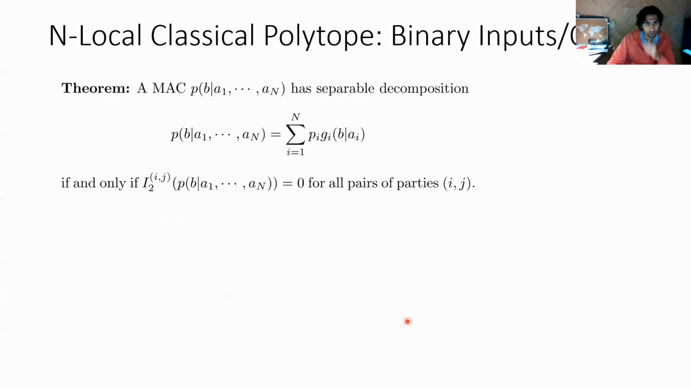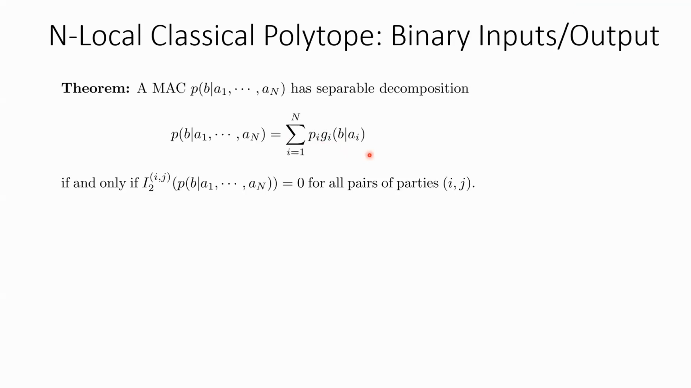The main take-home point is that this functional suffices to characterize the separable MACs. So a result is that the MAC has this particular decomposition if and only if each of these second order coherences vanish for any 2 parties. This is a nice result because it's very easy to check, right? You basically just look at the second order coherence for any pair and for any output. And if it all vanishes, then you know that you can construct a decomposition like this.